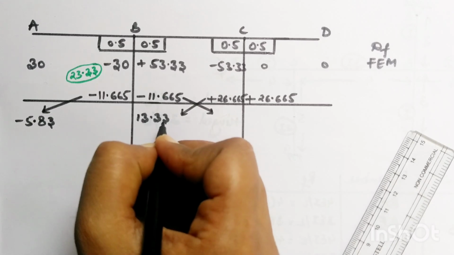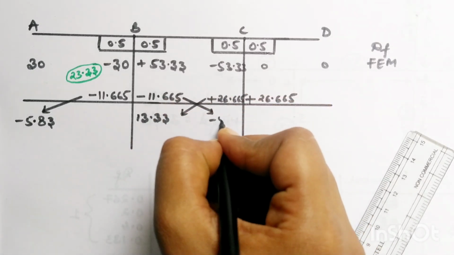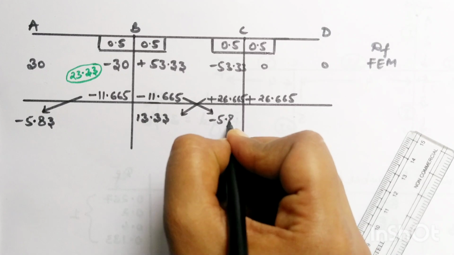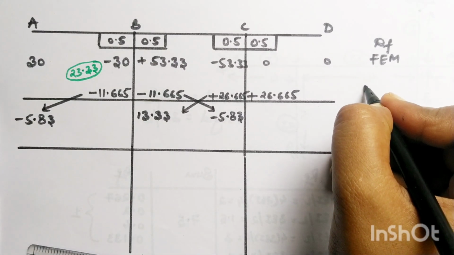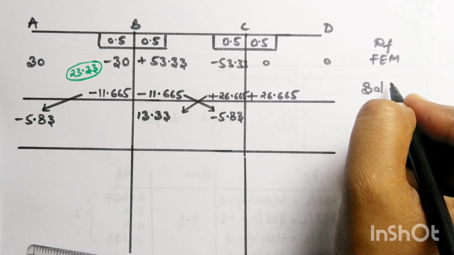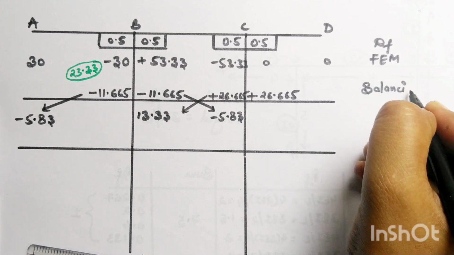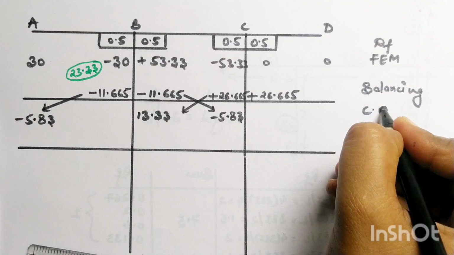So just whatever moment divided by 2 and write it with the sign. We have to write it with the sign. So if it is negative, we have to write it with negative sign. Next step, so this one was balancing. Next was carry over. I am writing a short form CO.